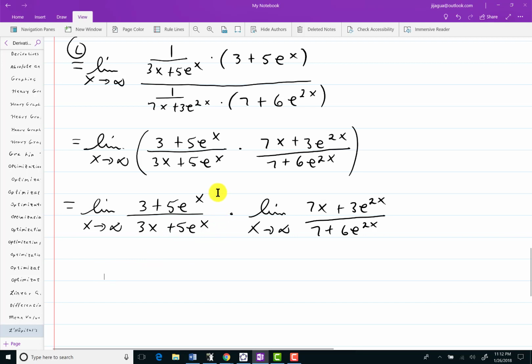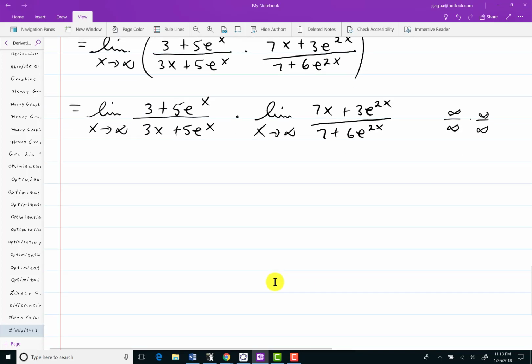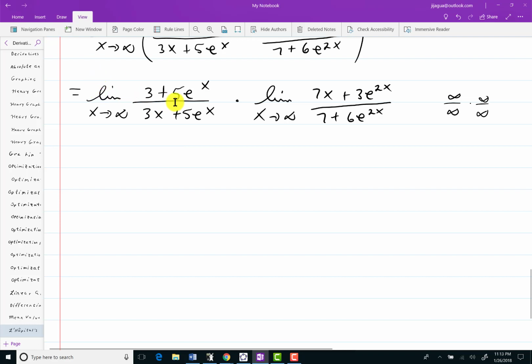Now, e most definitely goes to infinity, so this is an infinity over an infinity. Same thing over here, an infinity over infinity. So let me write that down. I have infinity over infinity times infinity over infinity. So I'm going to do a L'Hopital on each one of these. So I'll do a L'Hopital on the first limit. As long as each of these limits exist, I'm fine.